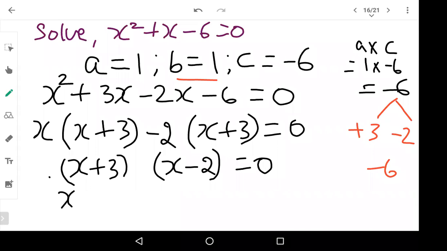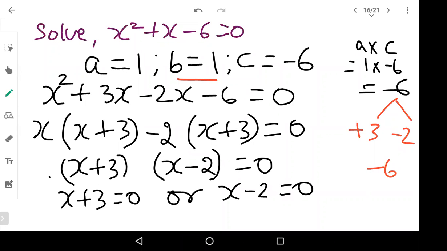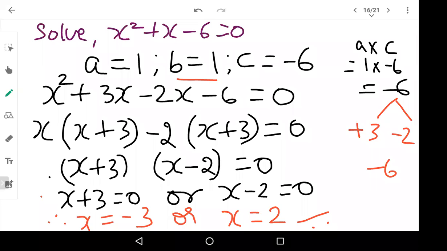Next, x plus 3 is equal to 0 or x minus 2 is equal to 0. Therefore, x is equal to minus 3 or x is equal to 2. This is going to be your answer. Like everyone has got: x is minus 3 and x is plus 2. Everybody understood?